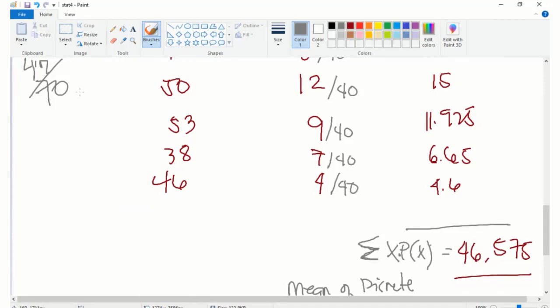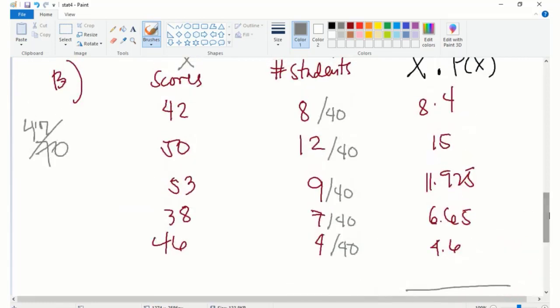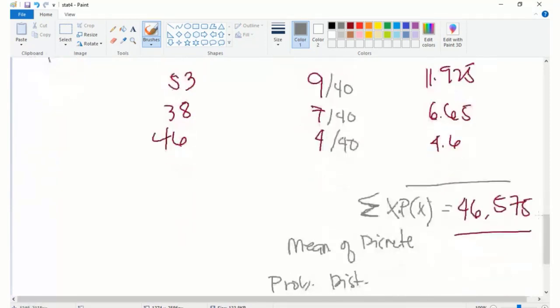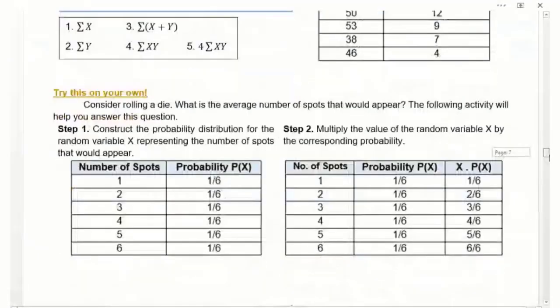Then ibig sabihin, you can conclude, no, na or you can say that these students are actually good, or they understood the lesson, no? You can say that one. That is how you try to interpret the meaning of the average, kasi depende, no, sa interpretation or depende sa context kung ano ba yung tinatanong diyan, bakit kailangan nating kunin ang average. For this one, the mean average is 46.575.